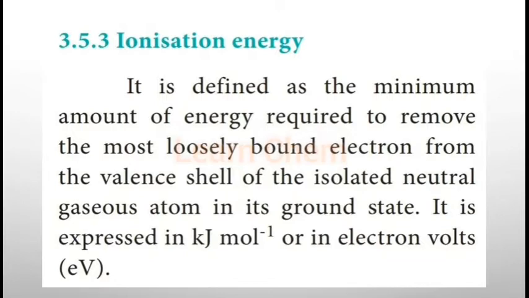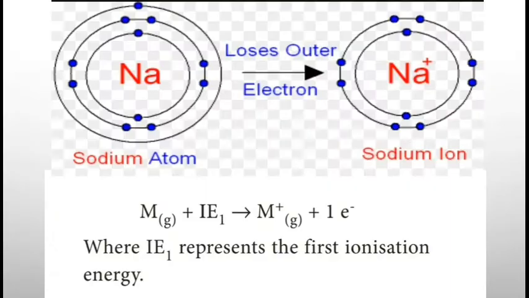It's defined as the minimum amount of energy required to remove the most loosely bound electron from the valence shell of the isolated neutral gaseous atom in its ground state. Its unit is kilojoule per mole or electron volt, eV. So it is the energy required to remove the most loosely bound electron.